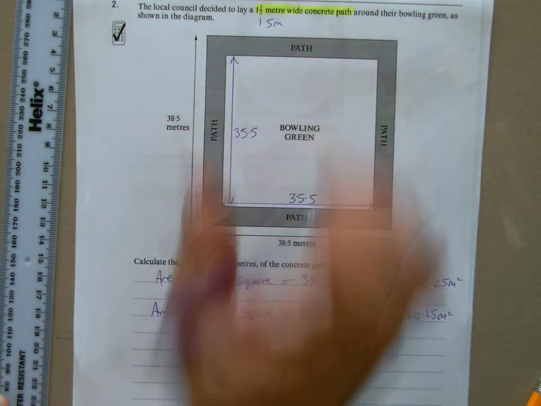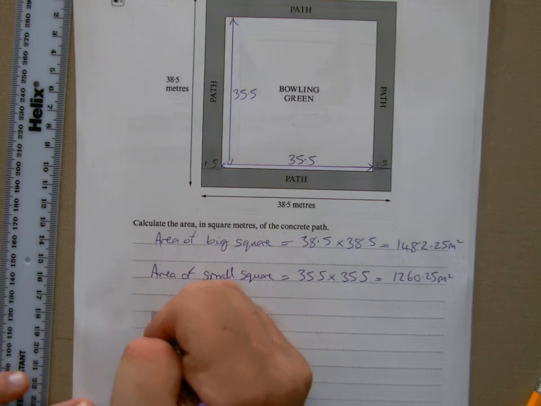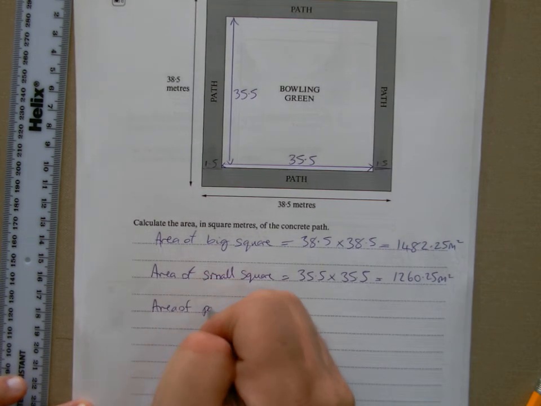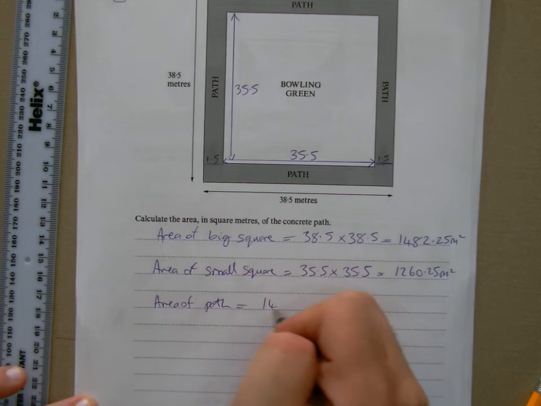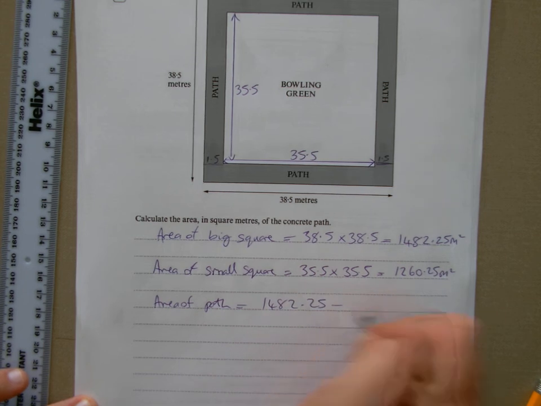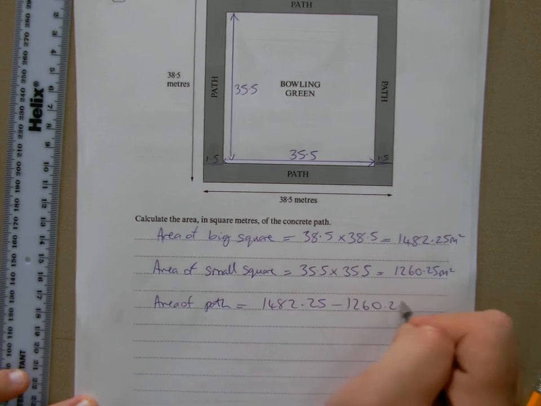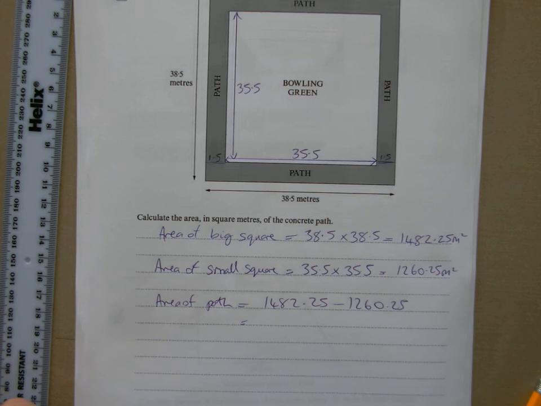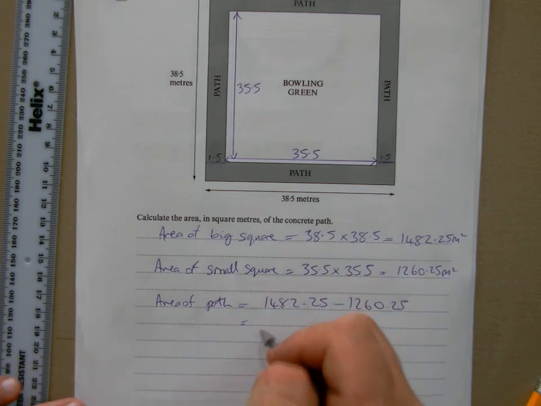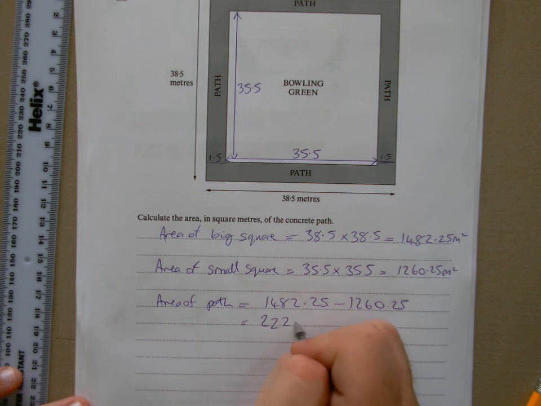Then to get the area of the path, remember it's the whole square with the bowling green cut out. So the area of the path will be 1482.25, take away the smaller one, and we get our answer to be exactly 222 metres squared.